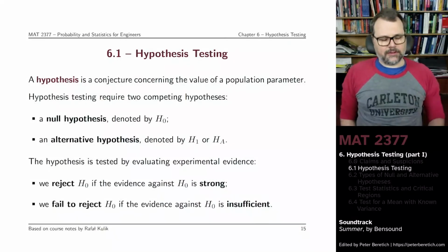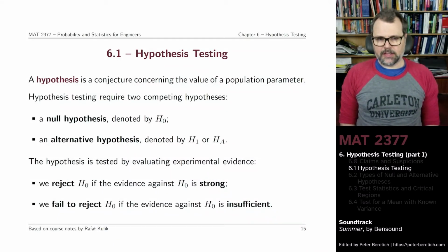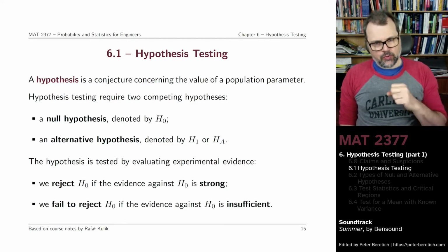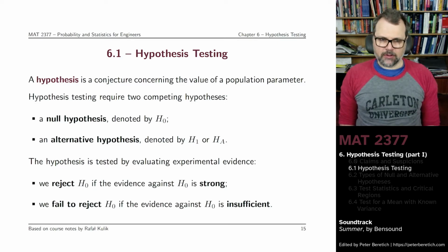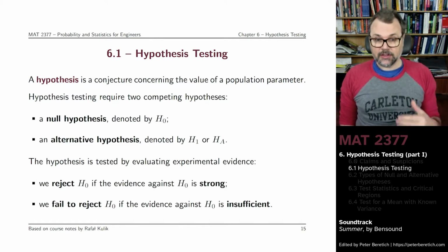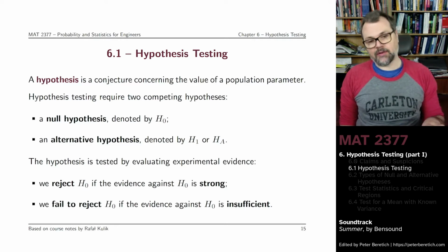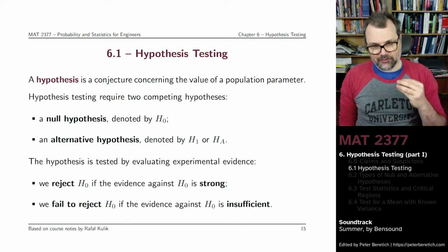In statistical analysis, a hypothesis is a conjecture about the value of a true population parameter. When you test for hypotheses, you actually need two competing hypotheses: a null hypothesis, denoted by H0, and an alternative hypothesis, which we denote by H1 or HA. We test the hypothesis by evaluating it against experimental evidence, against observations.